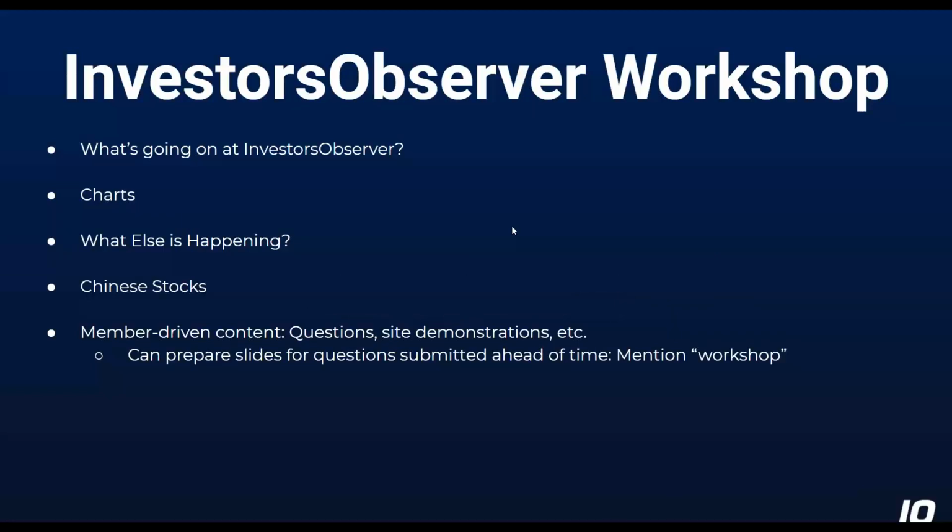So here's our agenda for today. Talk a little bit about what's going on at Investors Observer. We're going to look at some charts, talk about what else is happening in the economy, and talk a little bit about what's happening with Chinese stocks in particular. And then the rest is member-driven content. We got a few good questions ahead of time, so we'll go through those. And then the rest is questions that you can ask during the presentation.